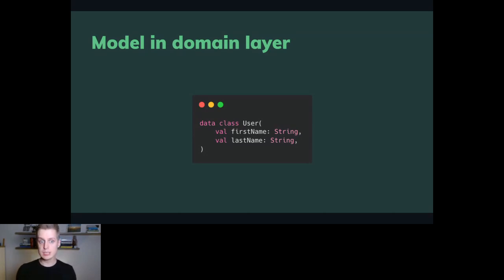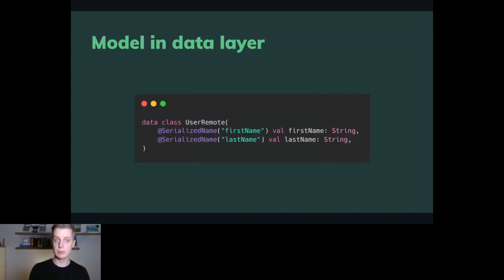Yeah, but let's compare this model with model from data layer. So as you can see, we also have a user model here with two properties, but we see the difference, right? We see that this model contains annotations. These annotations are needed to serialize data that comes from remote server to data classes that are used in our application. So as you can see, the context of using this model is totally different than in domain layer.